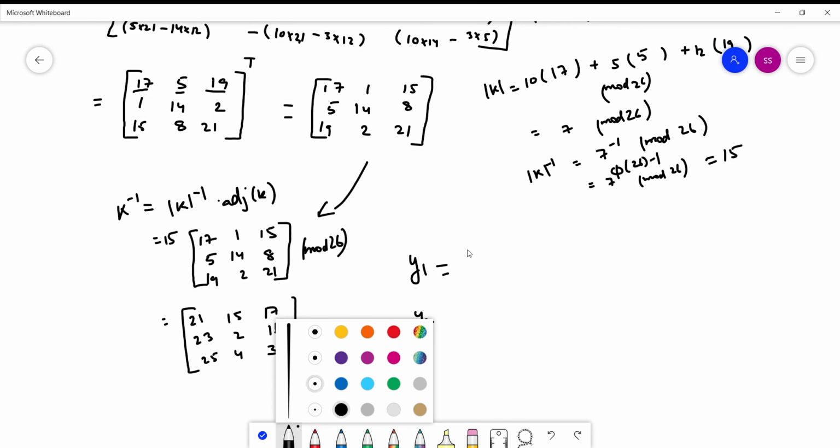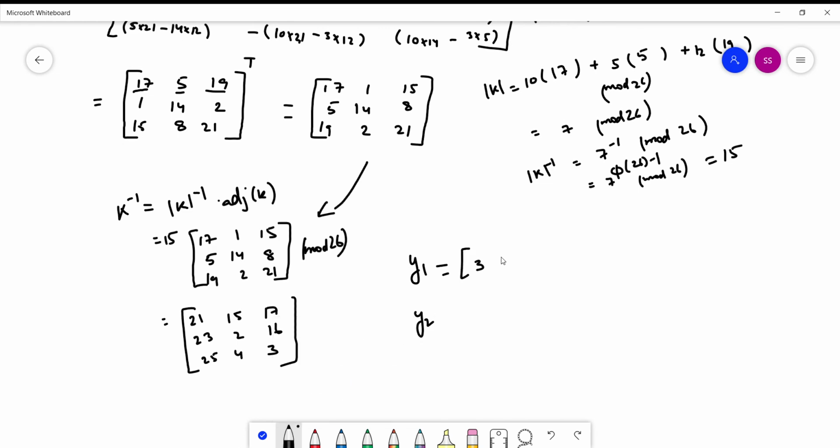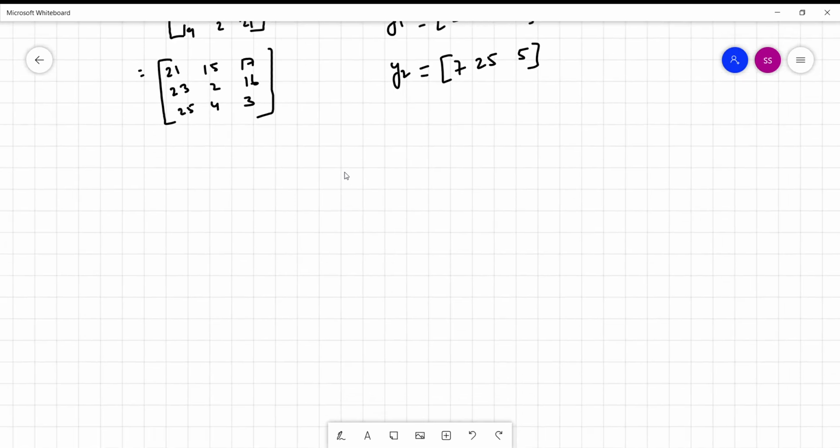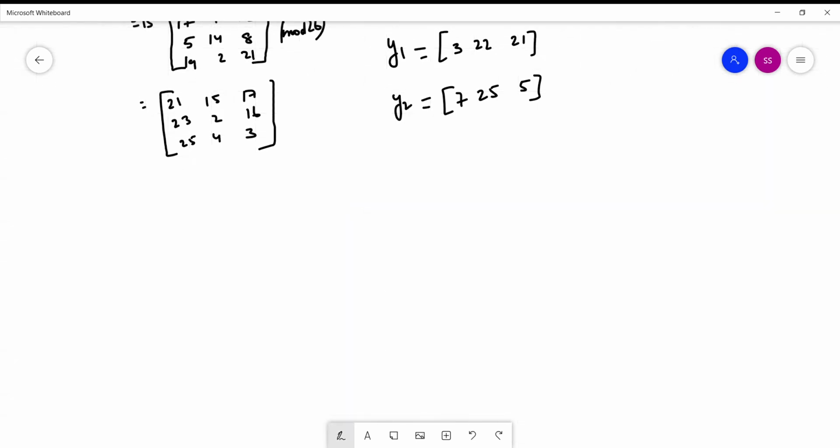Okay, so it's 3, 22 and 21, and the value of y2 was 7, 25 and 5. So now we have all the things required for decryption, so I will start decryption now.